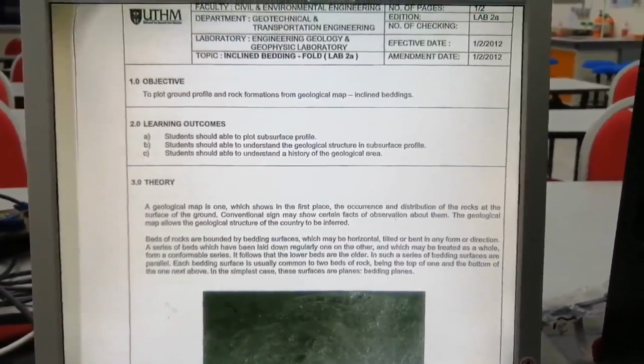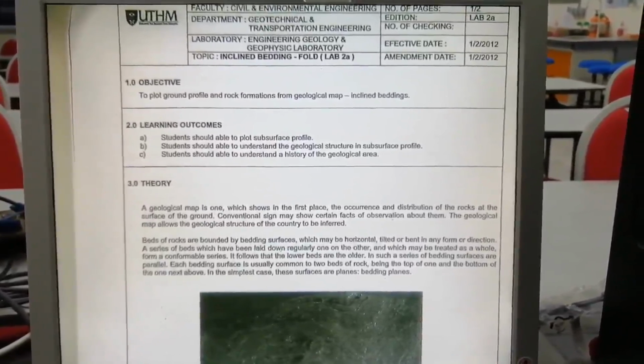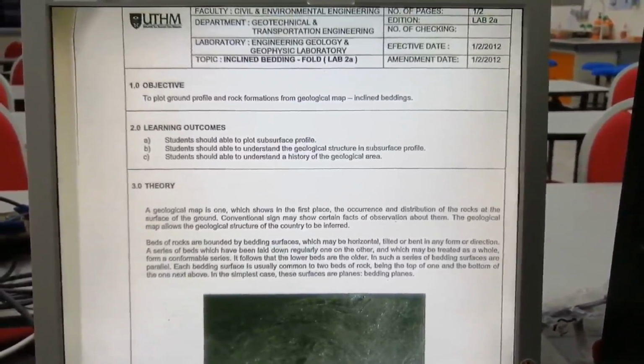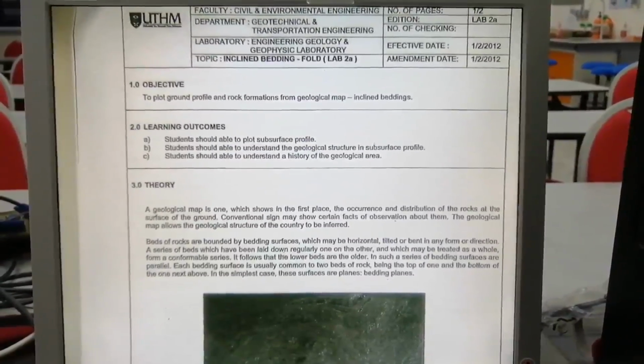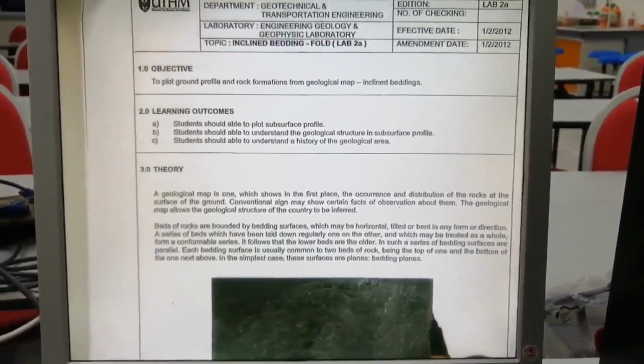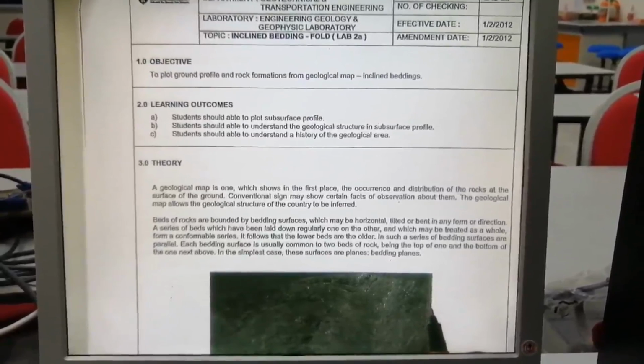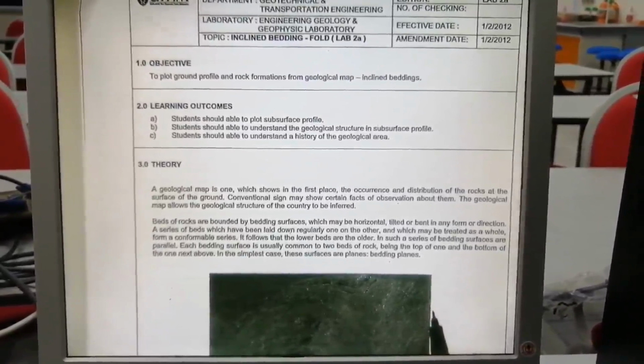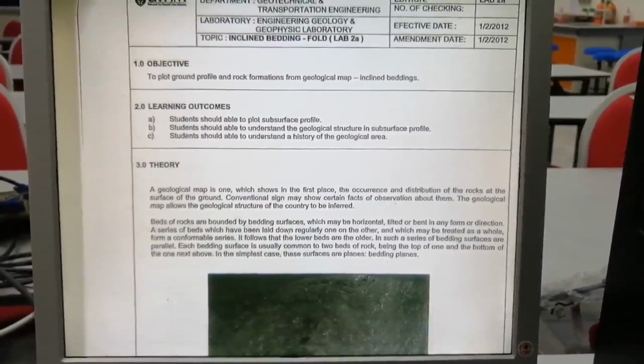For lab 2, we have 2A and 2B. 2A is inclined bedding and fold. So the objective is to plot the ground profile and rock formation from a geological map, which is inclined bedding and fold.